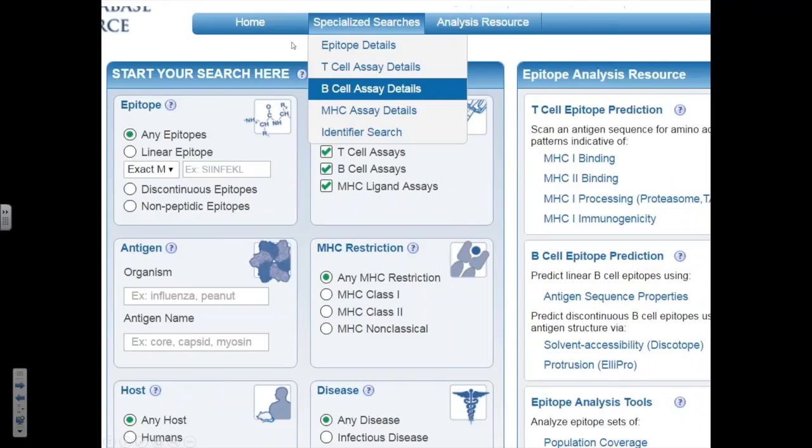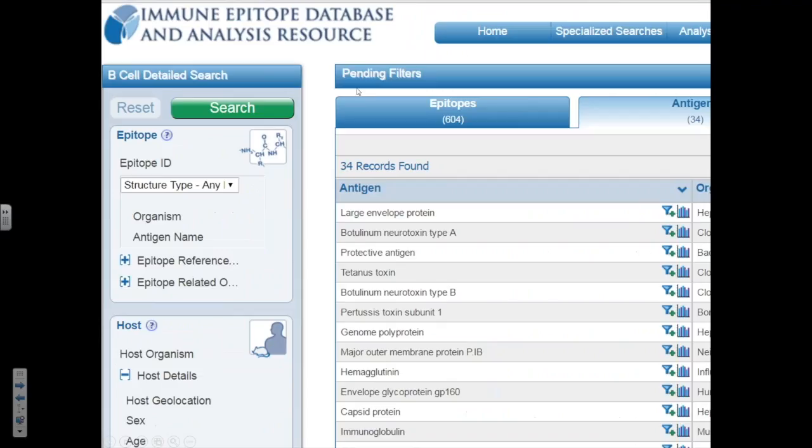So we have much more detailed information than what we show in this initial query, and you can get to these specialized searches. If you go to the B-cell assay details list, you're getting a detailed search pane, and each of these panes extends further. I just wanted to demonstrate one thing.